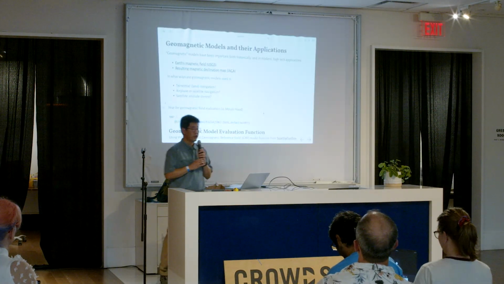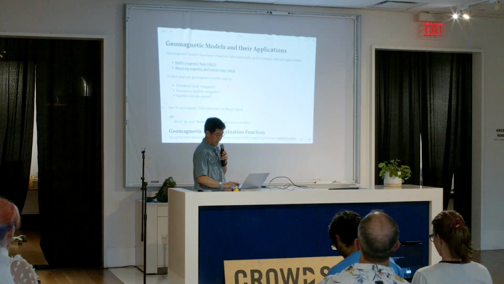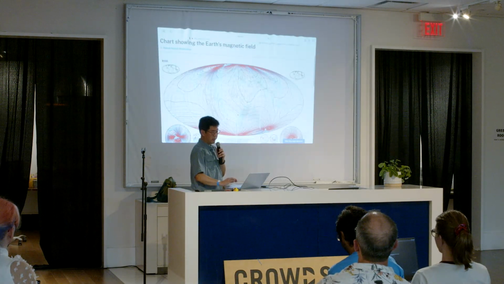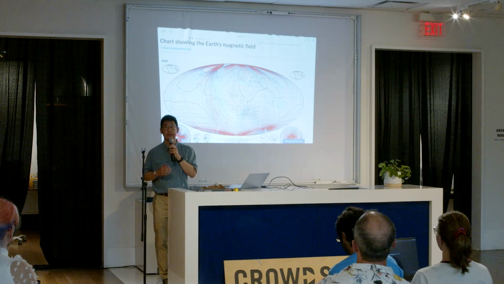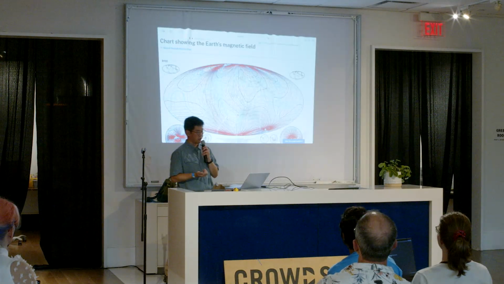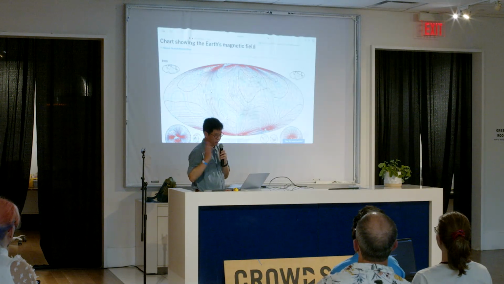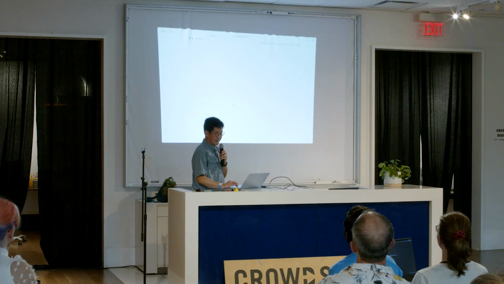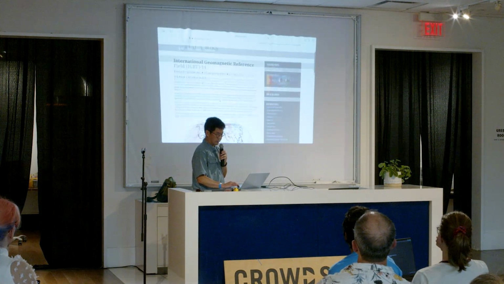So we're going to talk about geomagnetic models now. So this plot shows the Earth's geomagnetic field lines. It's a little busy because it's showing you both the potential lines and the field lines, which are orthogonal. So I'm going to go back and show you a map of magnetic declinations.